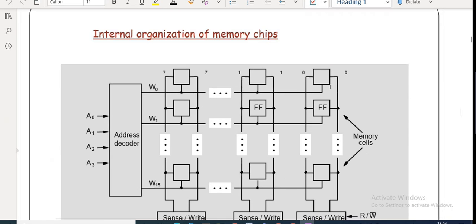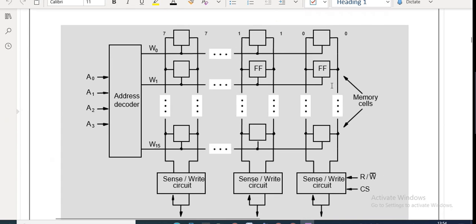Any doubt in this diagram? Just try to understand, because we are going for the complex one next. Go through the diagram, and if you have any doubt, ask me immediately. I didn't tell you to discuss. Just go through the diagram. If you have any doubt, you can ask me.